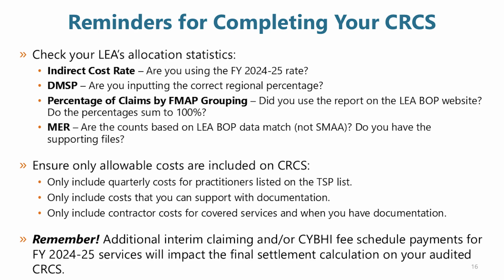4, check to ensure you calculated the MER correctly, along with making sure you have supporting files in the case of an audit. And remember that for the fiscal year 2024-25 report that is due March 2nd, you cannot use SMOM MER data to complete your CRCS. You need to be using the output file that you received through the LEA BOP Move It and determine the count of students that were Medicaid enrolled and eligible for federal funding as of October 2024.